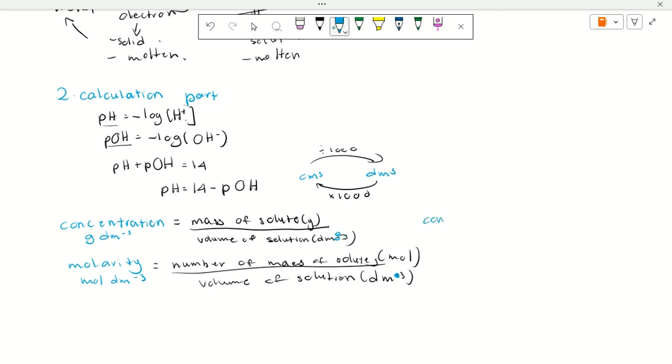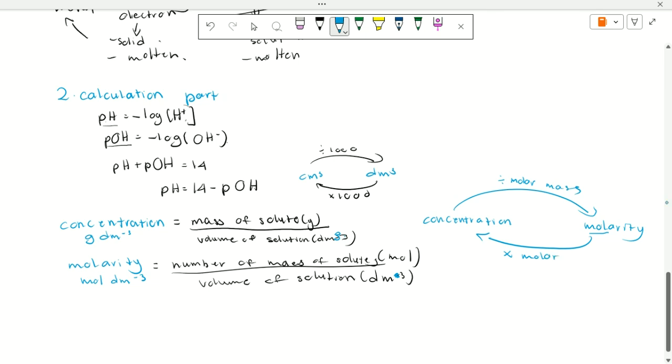But what if they ask to change from concentration to molarity? If you notice the pattern in these formulas involving moles, anything that involves mole, you divide with something. In this case, you divide with the molar mass of the substance. For the reverse, times molar mass. That's it.